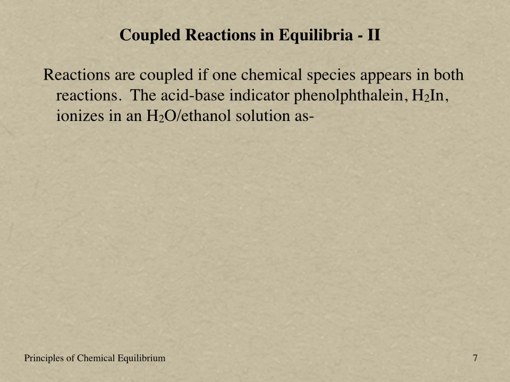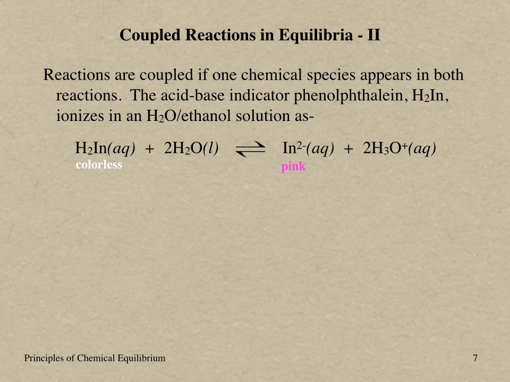An acid-base indicator is also an example of a coupled reaction. For example, when phenolphthalein is dissolved in water, it ionizes by forming a -2 anion and losing 2 protons, which form hydronium ions. This equilibrium is very sensitive to changes in solution pH.